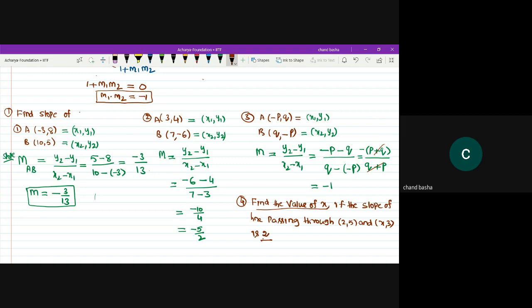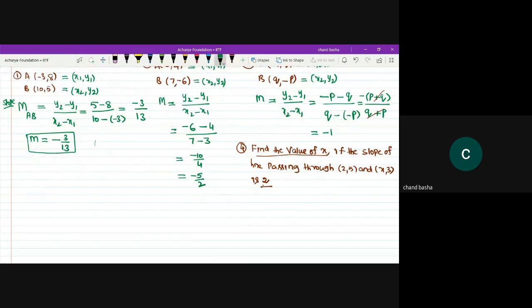But what he's asking? He's asking the value of x. How can we find? We can consider A point as x1, y1, 2 comma 5. B point as x2, y2. And clearly he has given the slope M is equal to 2.